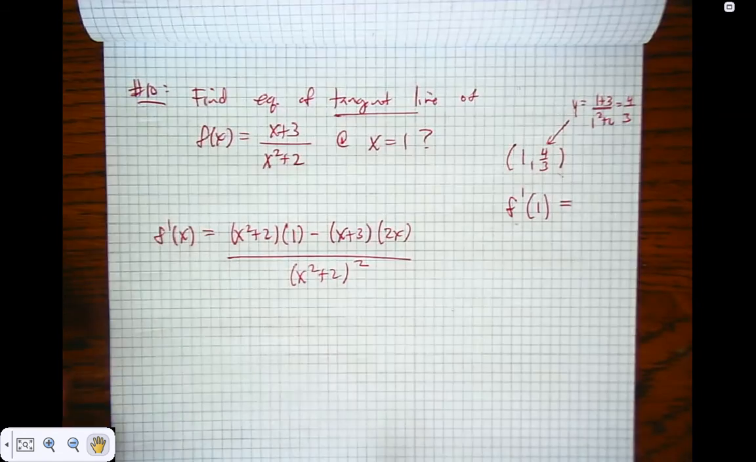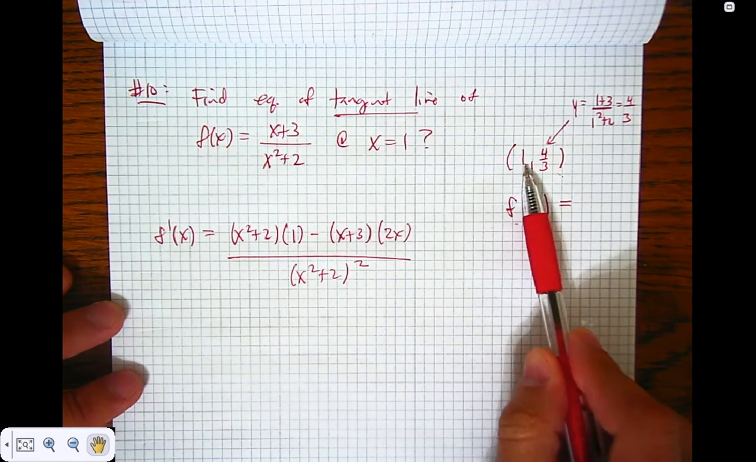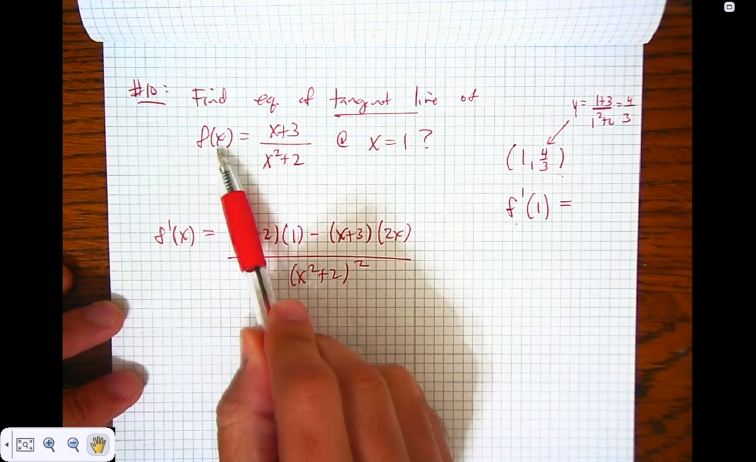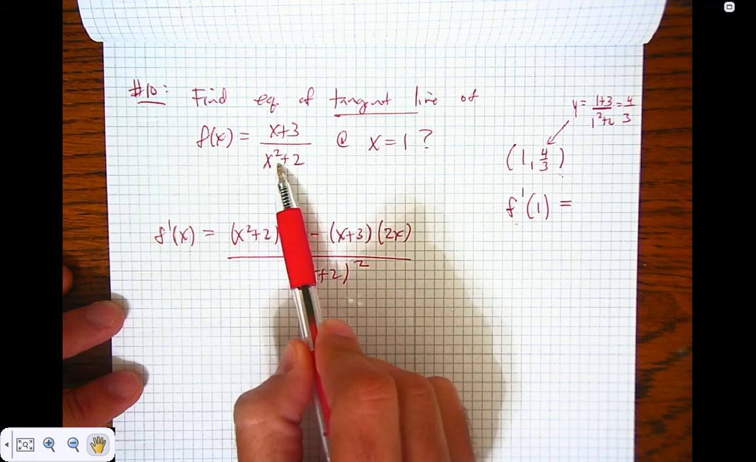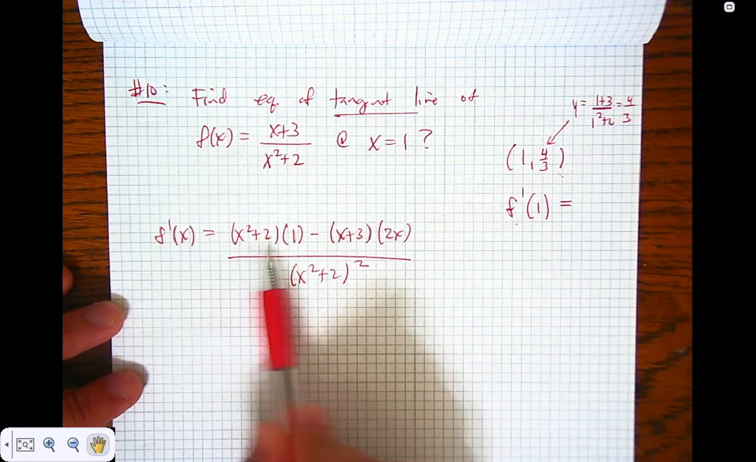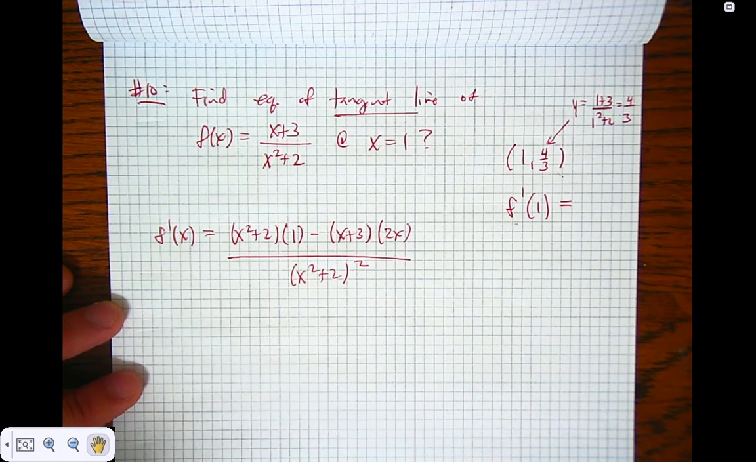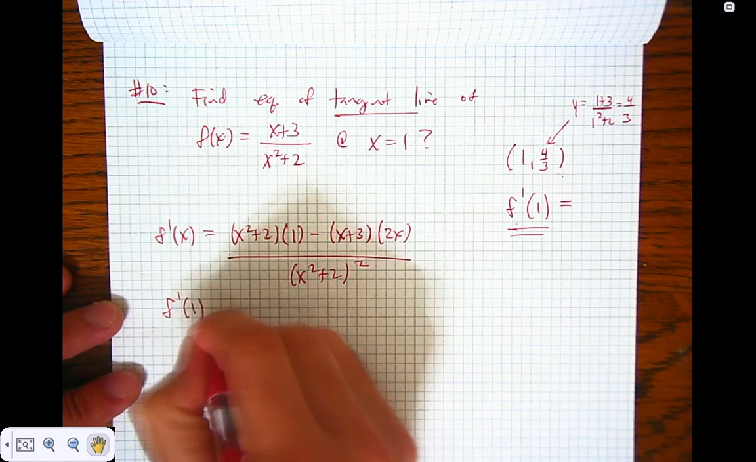So to review, tangent line, I need a point and a slope. I plugged in 1 to the original function because I'm looking for a y value, and I got 4 thirds. Now I'm taking the derivative of 2 functions of x, so this is low, d high, minus high, d low, all over low squared. And all I need is f prime at 1. So don't simplify, just go plug in.